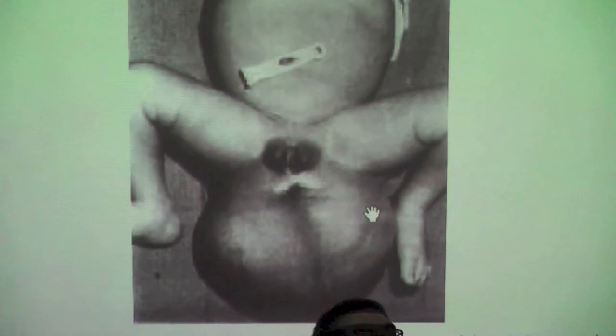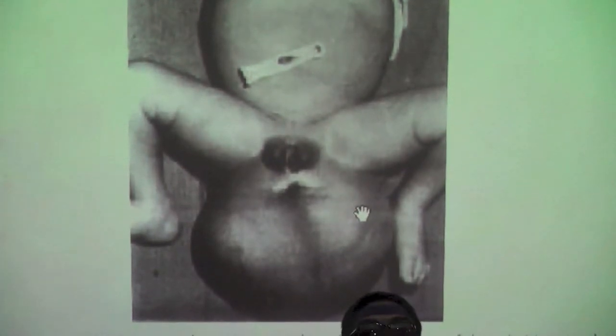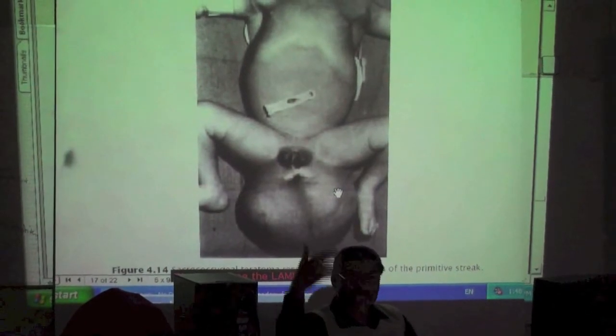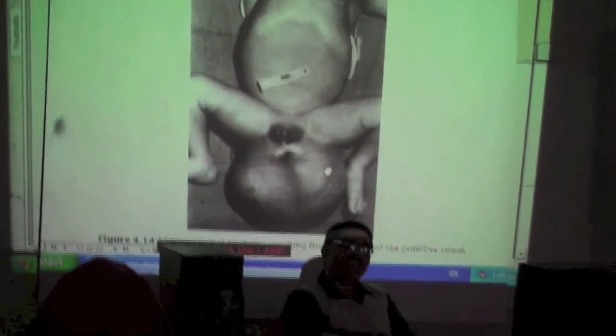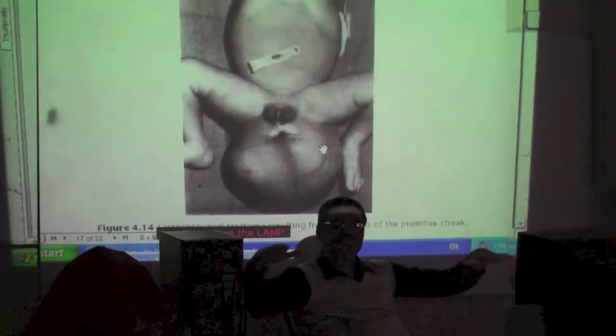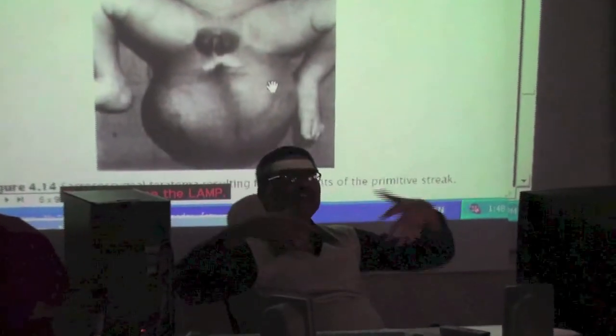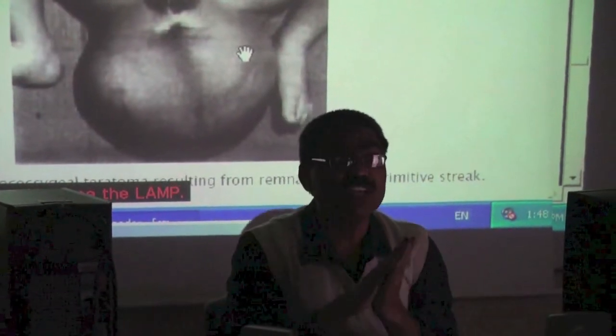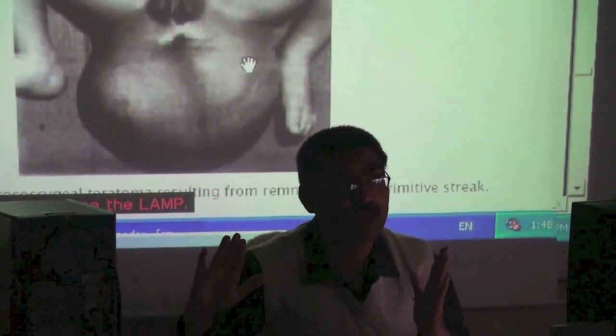Okay. Now, what is the function of primitive streak? Why does the primitive streak develop? Just to make three germ layers. Yes. So when the three germ layers are formed, the function of primitive streak is over. Now we don't need primitive streaks. So this primitive streak will degenerate completely.